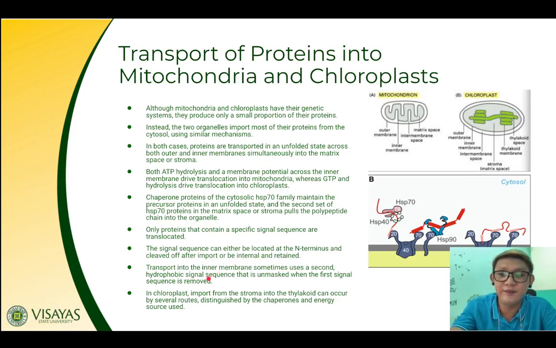Transport into the inner membrane sometimes uses a second hydrophobic signal sequence that is unmasked when the first signal sequence is removed. This is especially true for transport into the chloroplast because they have a third membrane, the thylakoid membrane. In the chloroplast, import from the stroma into the thylakoid can occur by several routes, which we will discuss later.